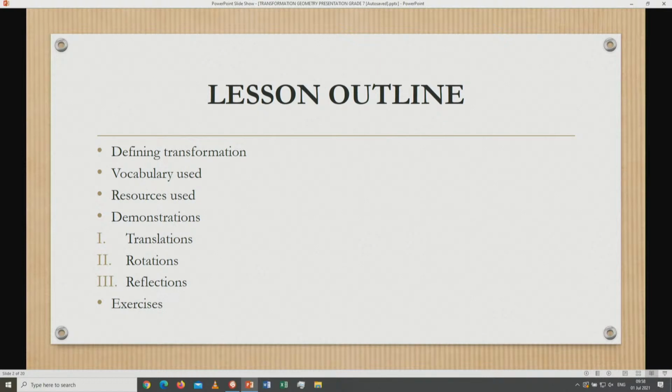For each and every part, especially translation, rotation, and reflections, we're going to show you an activity. We're going to demonstrate and do the activity together so that we understand what is required of us when we encounter such topics in tests and exams, and so that whenever we go to the next class, we know what it means to translate, what it means to rotate a figure, and what it means to do a reflection of a figure. Right, let us get to it, guys.